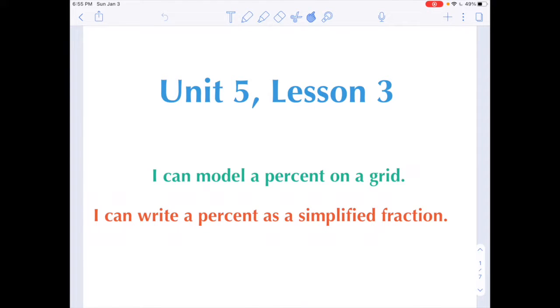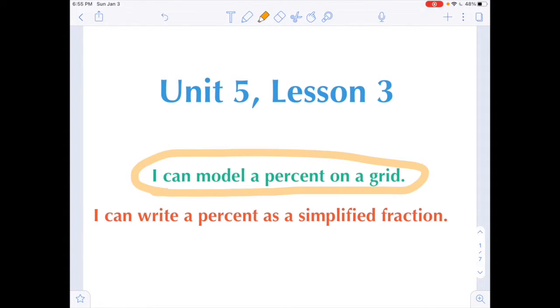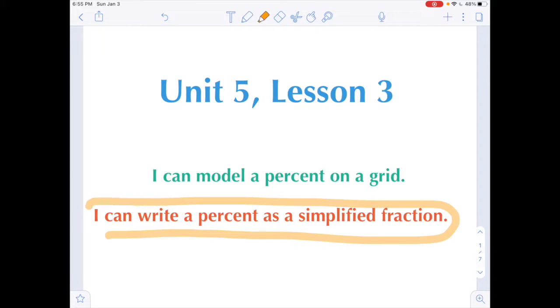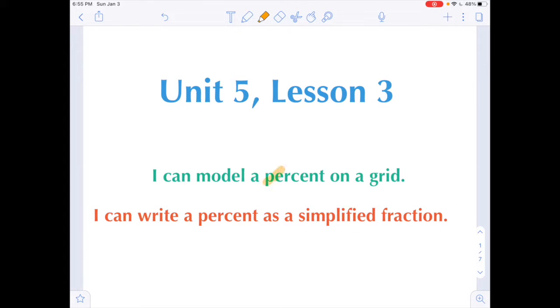We're ready for our third lesson in Unit 5. We have two more I can statements. The first one, I can model a percent on a grid. And the second one, I can write a percent as a simplified fraction. So before we actually do those things, we have to figure out what this P word means and why we care about it. So today we're really starting to introduce the idea of percents.